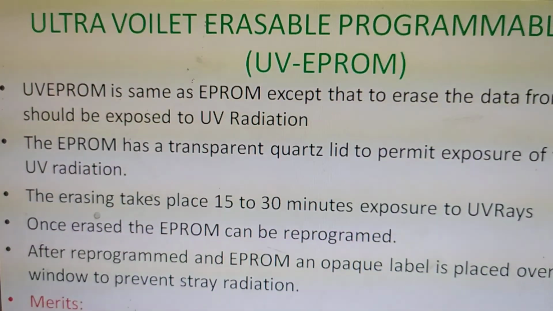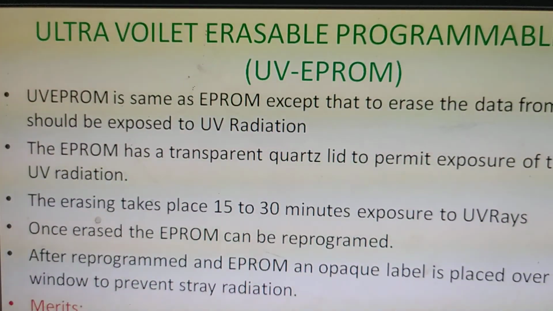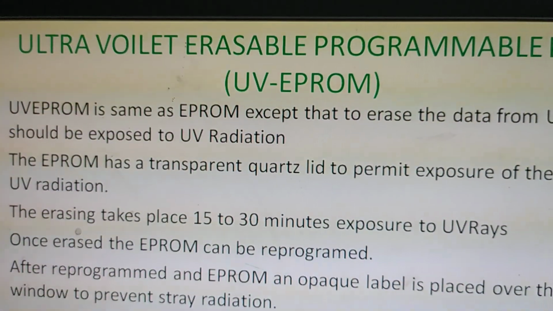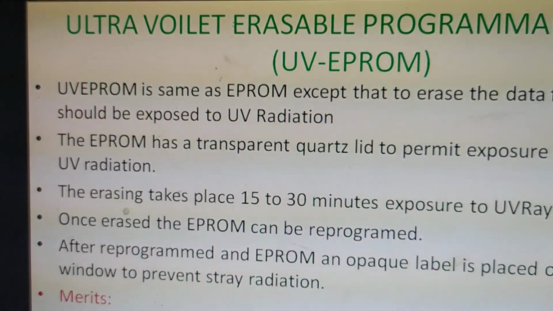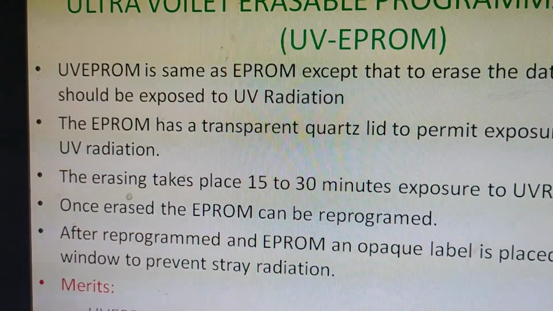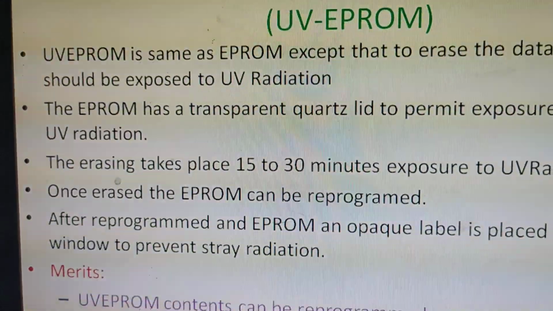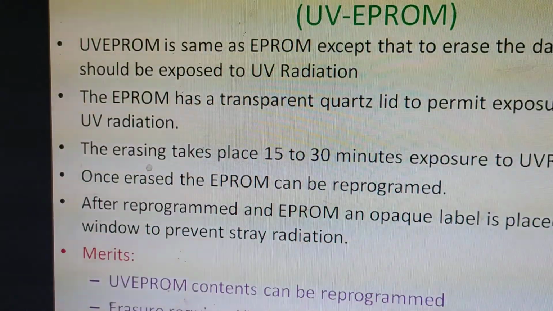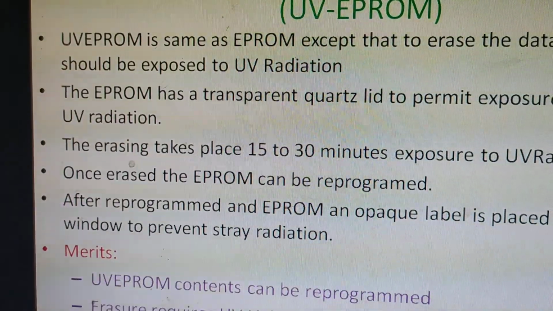Okay, so the EPROM has a transparent quartz lid. We can open that lid and expose the cells to UV radiation. If we expose it to the UV radiation, whatever data is there in the UV EPROM will be completely erased. With 15 to 30 minutes of exposure to UV rays, the data will be completely erased. After that, the EPROM can be reprogrammed. Whatever data you want to write, you can write into that.